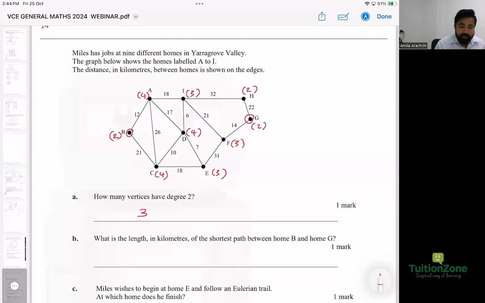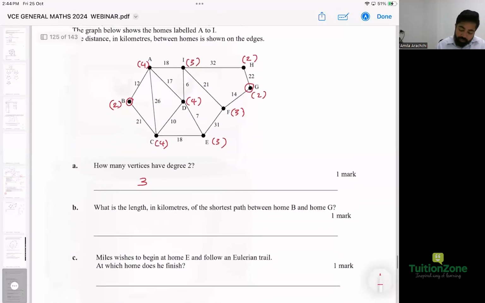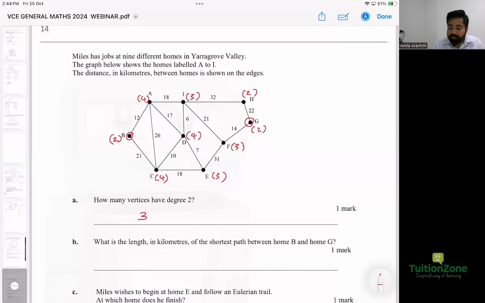All right, let's try the part B. Anyone? Okay, I can see one answer here. Let's see. So the shortest. You can go below 70. Try. So 70 is not the shortest. Try again.